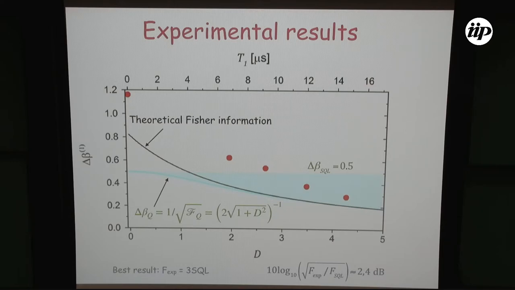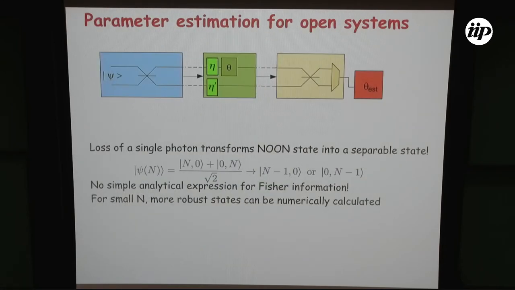Now, all of this, all I have told you, is for pure evolutions, right? Which is very nice. You have an analytic expression for the quantum Fisher information, which you can calculate easily in some cases like this one. But you know, nature is tough for us. You have losses, and then losses make things more complicated.